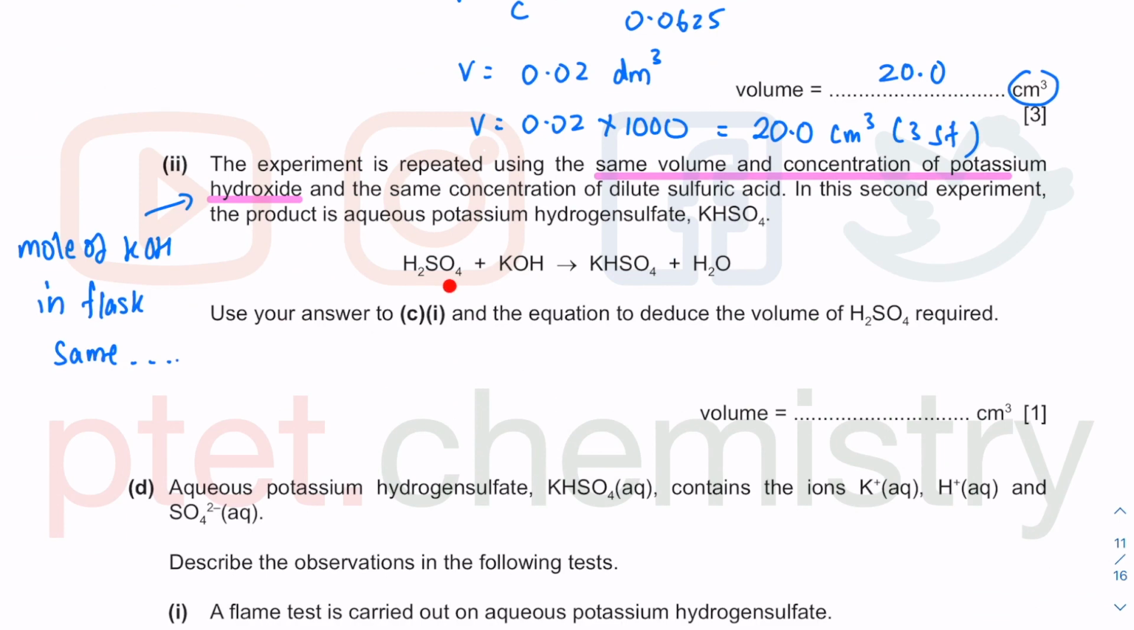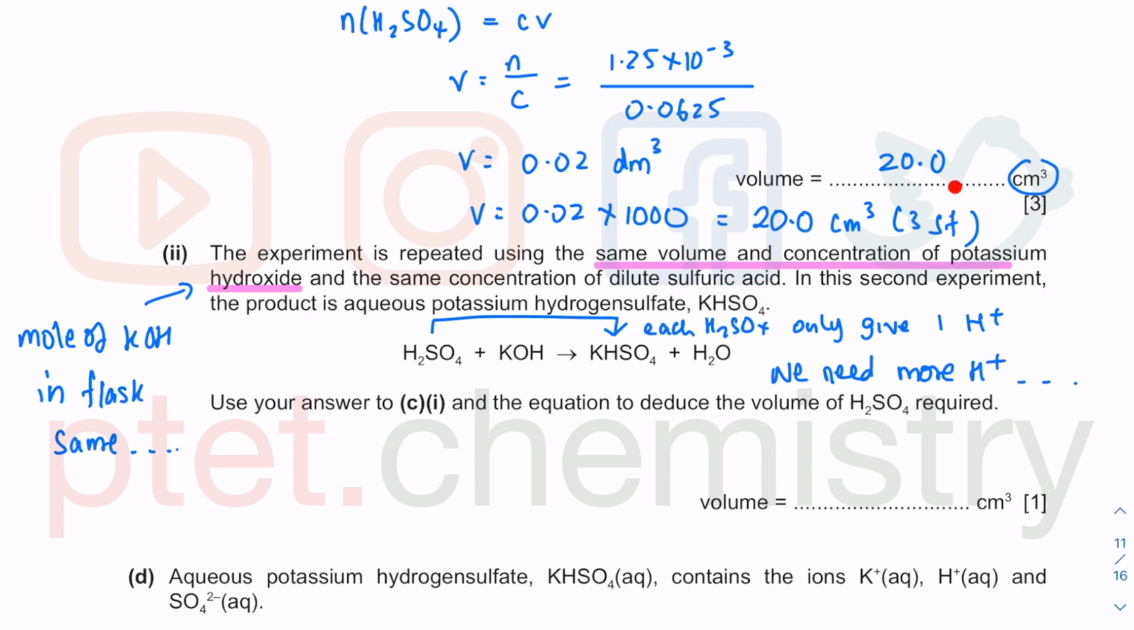So that means when the sulfuric acid only gives you one H plus to give you hydrogen sulfate, we need more H plus in order to neutralize the same amount of KOH, because now each H2SO4 only gives 1 H plus. Previously it gave 2 H plus, so therefore we need a greater mole of the sulfuric acid in this sense. We have to use double the amount, which is double the volume in this case. So I'm going to need 20.0 times 2. This gives me 40.0 cm cubed.